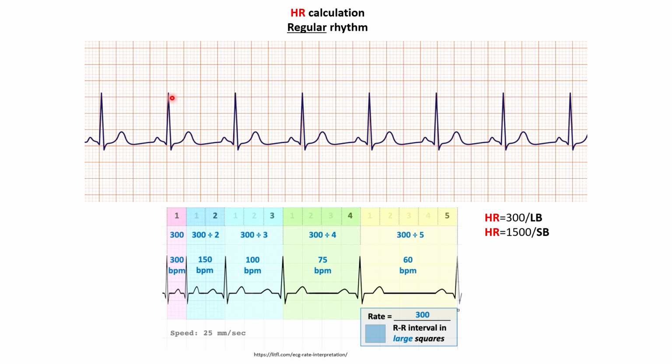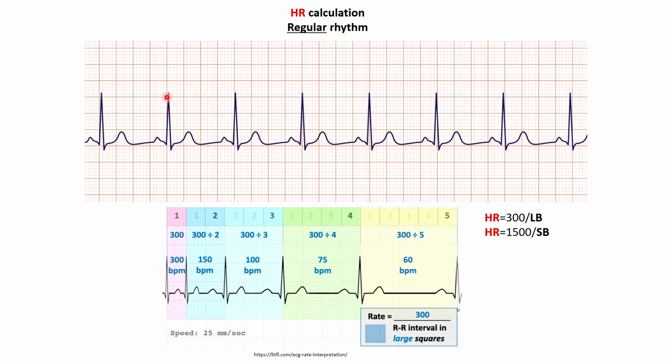For example, there's a QRS complex, there's another QRS complex, and these two together are called the RR interval, the interval between two R waves. So the interval between these two should be equal to the next RR interval, and so on and so forth. For example, let's count this one. This is almost equal to 4 large boxes. You'll take the tip of the R wave, by the way.